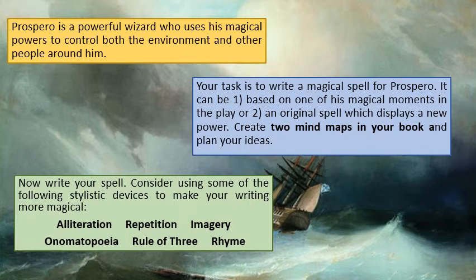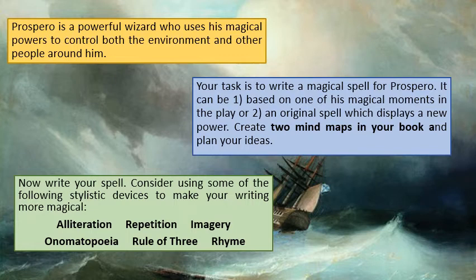And then a second spider diagram is going to be where you display a new power. So maybe put some ideas down. What kinds of things could be his new power? What spells could he do to give himself something more powerful, something new, a new skill? So it could be maybe that he's learning to fly. It could be that he can make people invisible. He might be able to make people fall in love. So think about lots of different things that he could do. That will be your second spider diagram, just ideas of new spells.